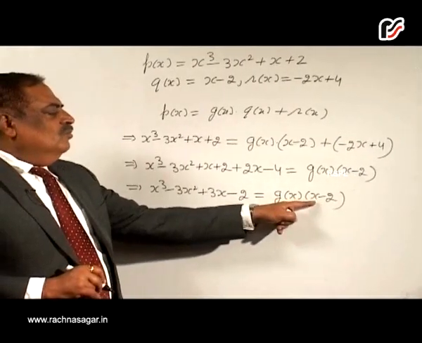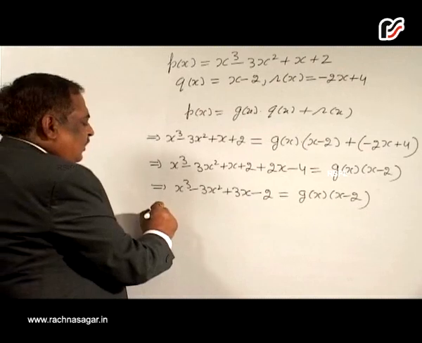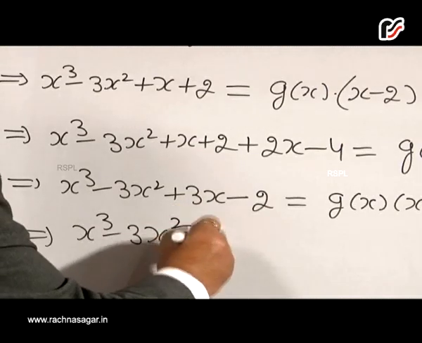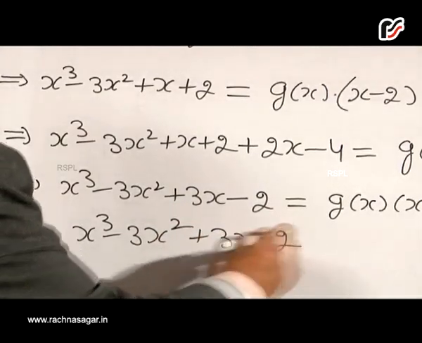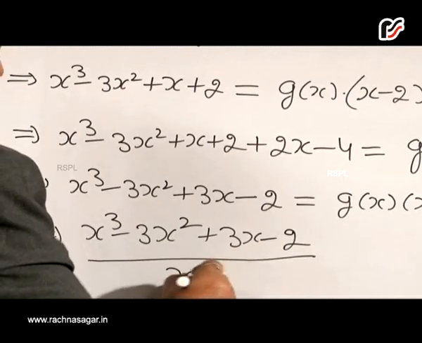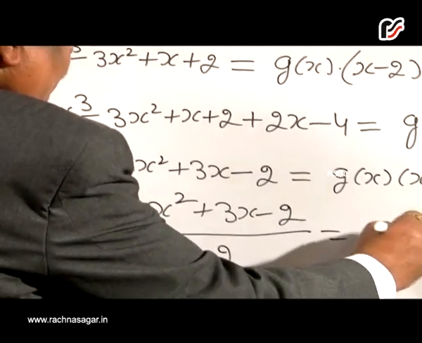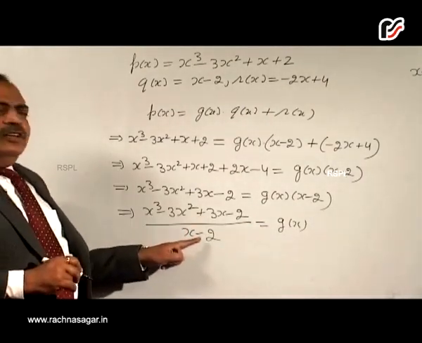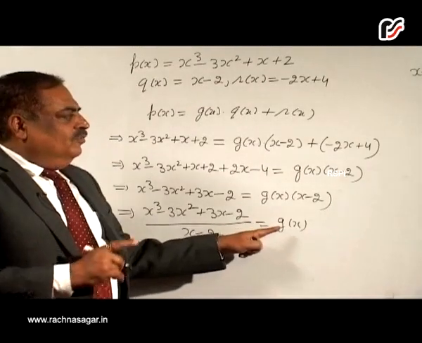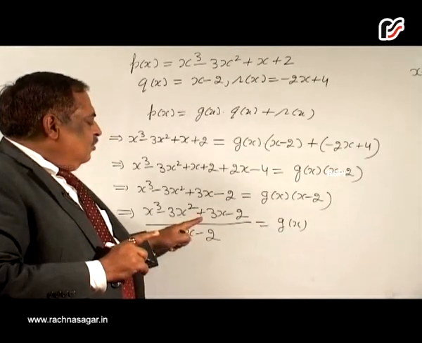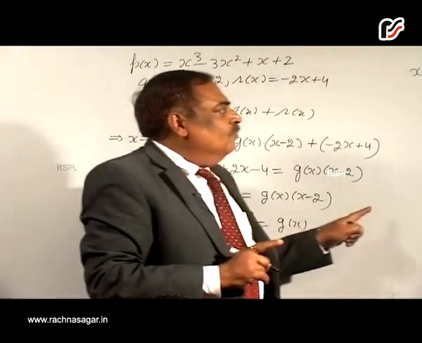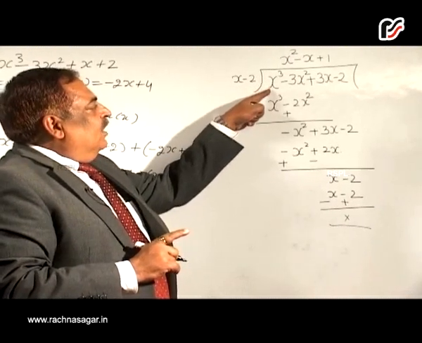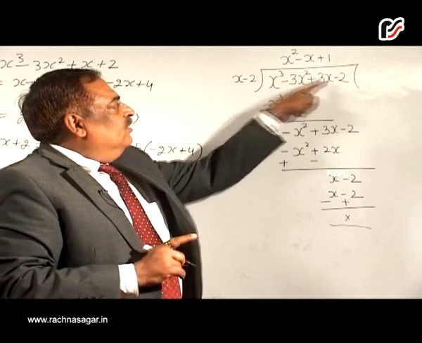Now if we take x minus 2 to the left hand side, we get the value of g(x) as x cube minus 3x square plus 3x minus 2 divided by x minus 2. So now g(x) is this polynomial divided by x minus 2. Now we find the value of g(x) by dividing this polynomial by x minus 2. Here we divide x cube minus 3x square plus 3x minus 2 by x minus 2.